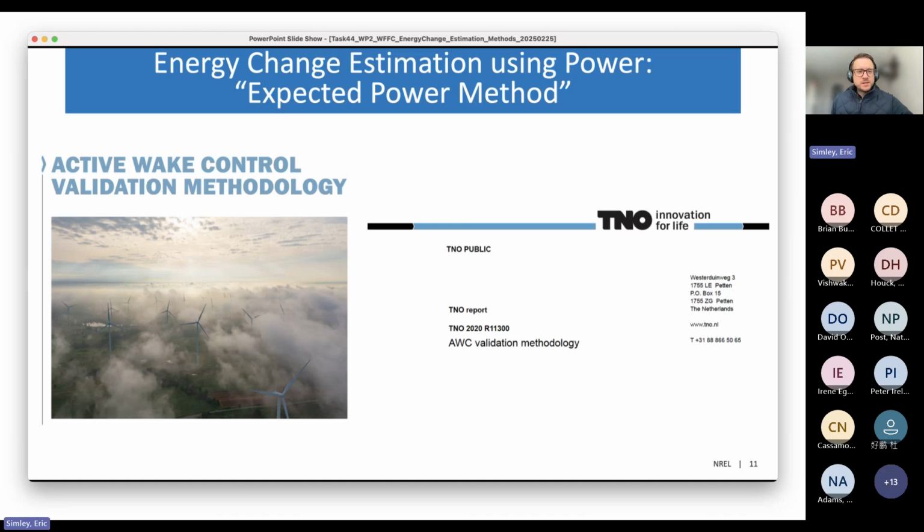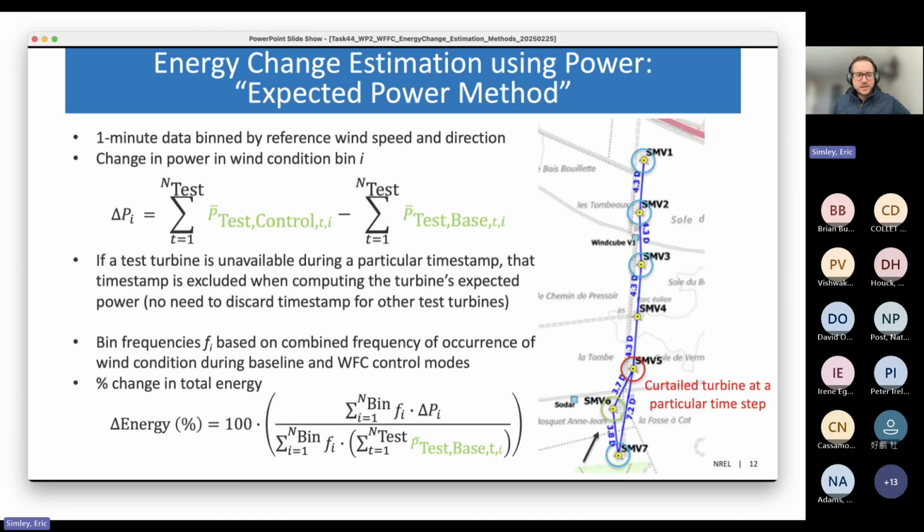Okay, so now I'm going to talk about the other method we've implemented. We called it the expected power method, but the report is called the active wake control validation methodology from TNO. So we talked about this a lot. Nasir gave a presentation on this a few years ago, maybe just a couple of years ago, actually. And so we like this method and wanted to implement some components of it in FLASC so we could compare the approaches for estimating the energy uplift.